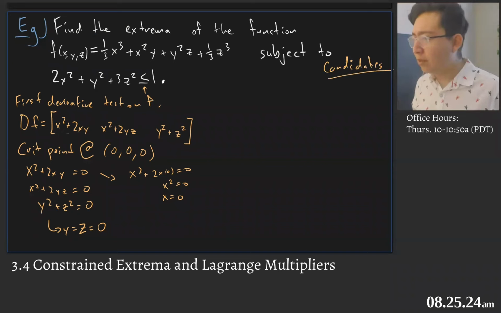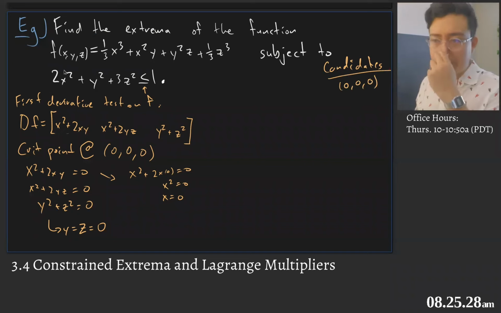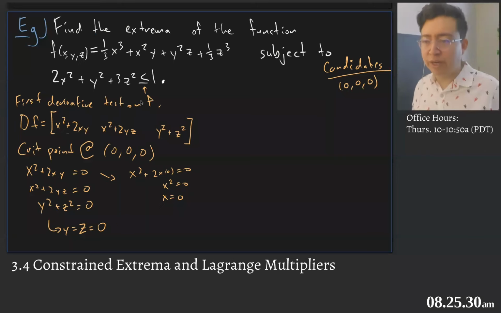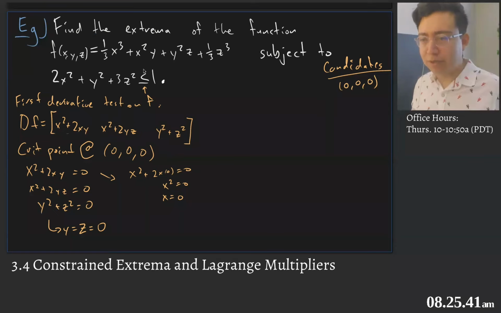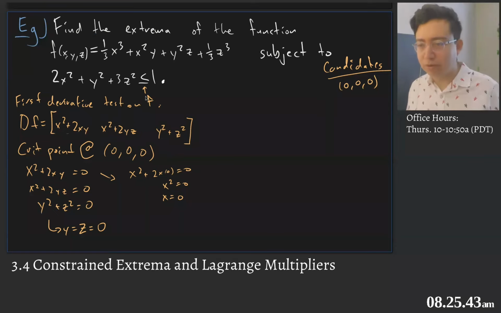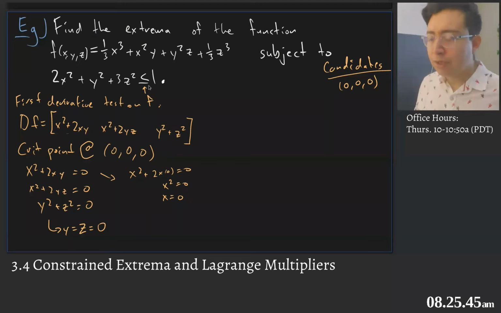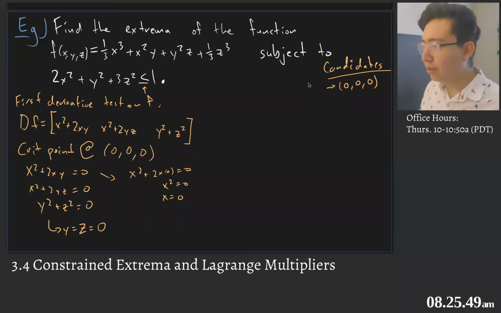So if we're keeping a list of candidates, we get 0, 0, 0. Now, technically, I should be making sure that it satisfies this constraint. In this case, it does. 0, 0, 0 definitely satisfies this constraint. It's on the inside, because this is 0 squared plus 0 squared plus 0 squared, so we get 0 is less than or equal to 1. That's totally okay. So this was on the interior.